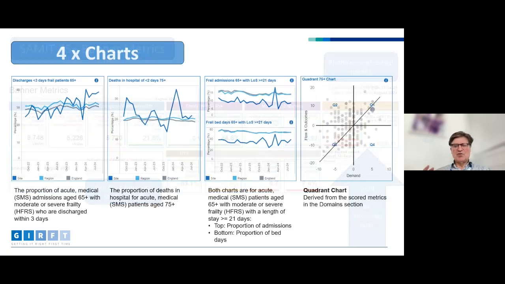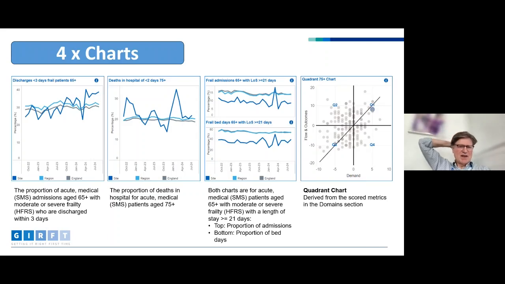If we come on now to a series of graphs, this includes two really core metrics. The first graph on the left is: you're admitted as a medical emergency, you're frail, defined from administrative data, over 65. What's the chance of being discharged in under 3 days? And this is absolutely fundamental. This hospital is the dark blue line, and the comparators are England and the regional average. You see for this hospital, the figure is up to 40%.